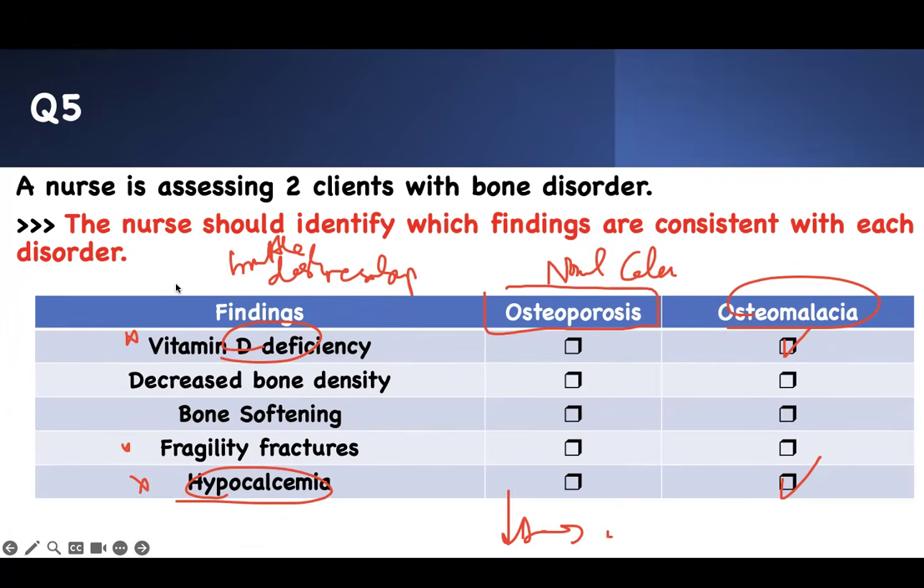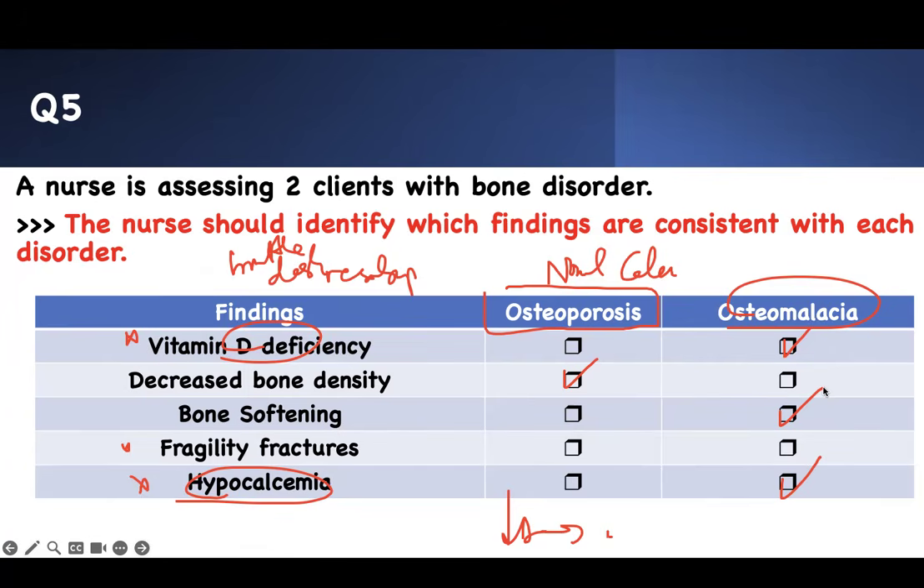In osteoporosis, your calcium is normal. It's just that the bone is being chewed up rather than laid down. That's why we try to help them prevent the bone breakdown, but you can also give them calcium to improve. You can also give them vitamin D to have more calcium, so that the bone can use it to build bone faster than it's being chewed up. So decreased bone density is osteoporosis. Which bone is soft? It's mostly osteomalacia.